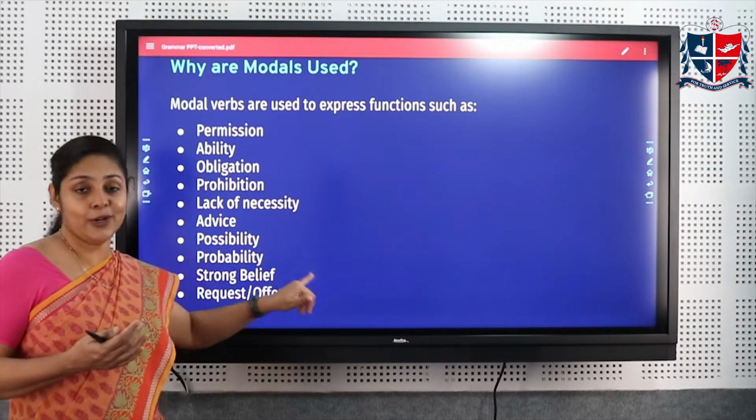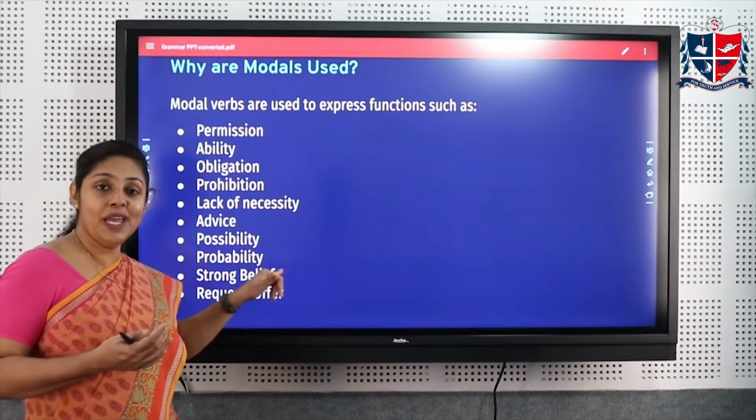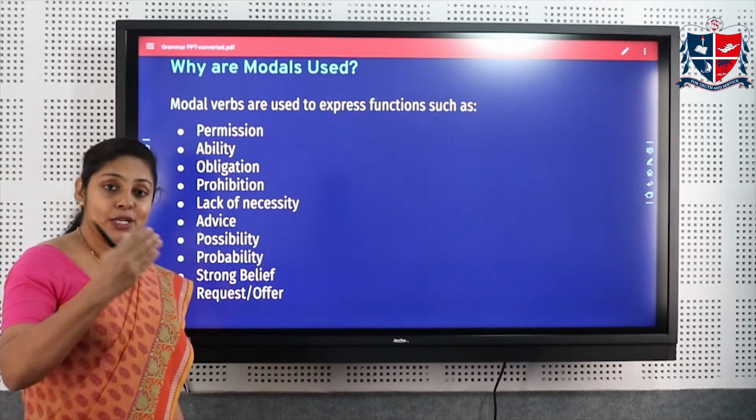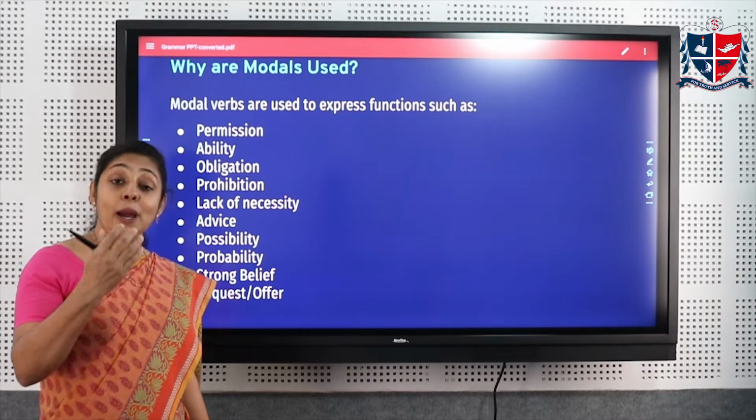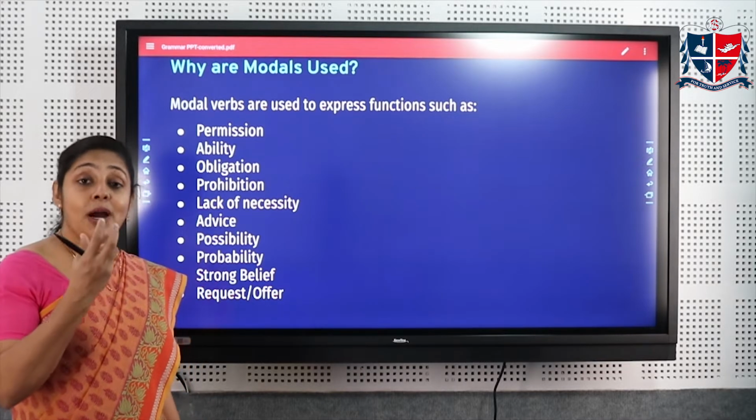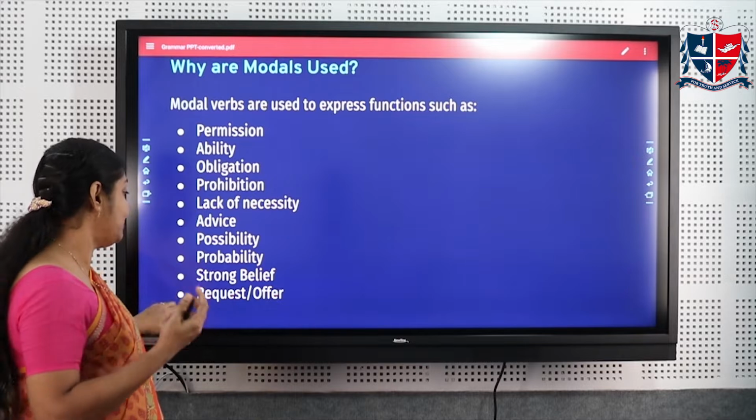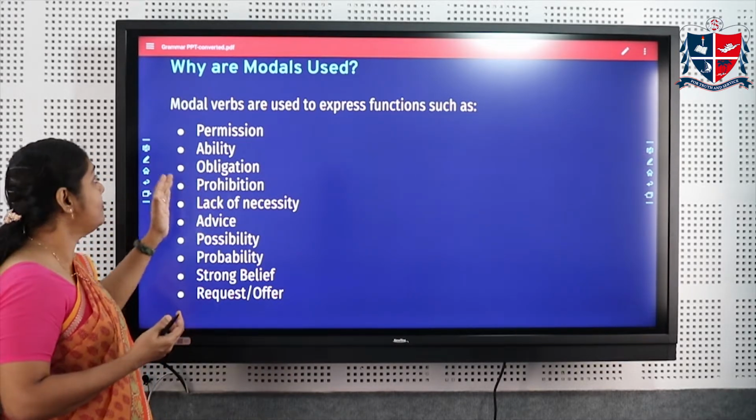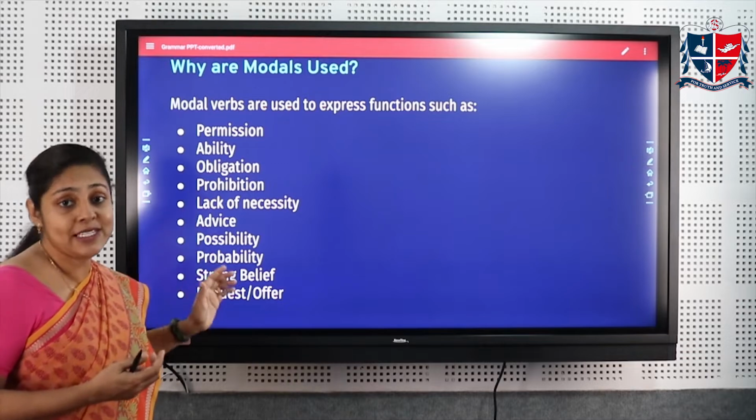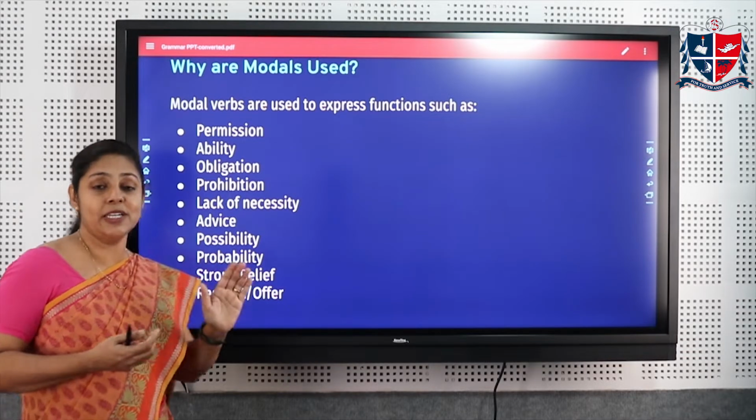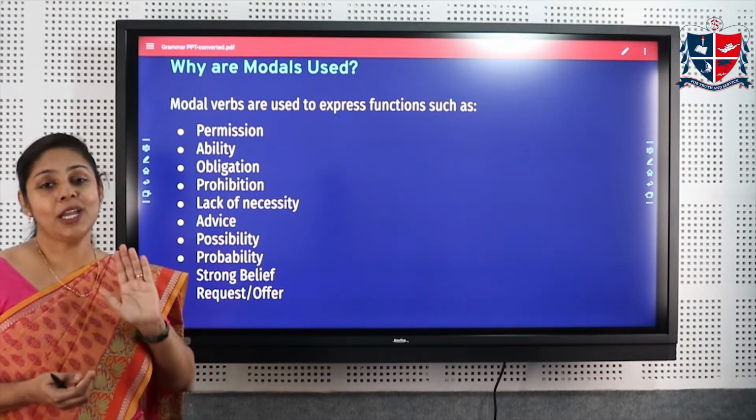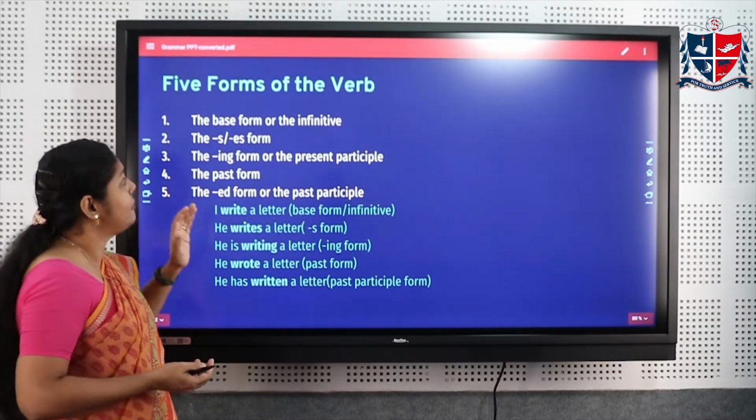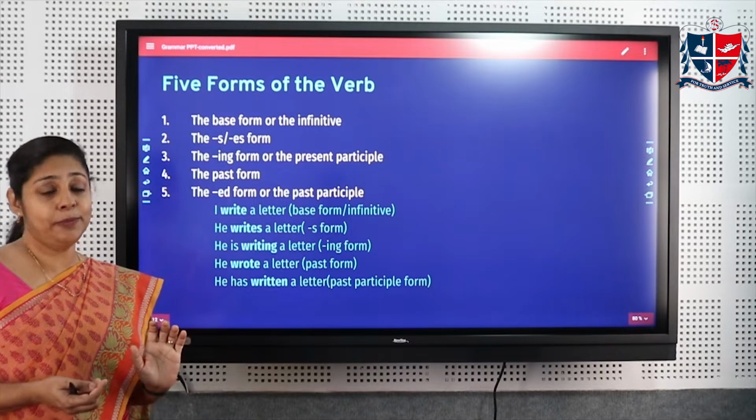It might rain or it may rain. It is probability, right? So it might rain in that particular sentence. Might is the modal auxiliary that shows probability. So these are the functions which modal verbs or modal auxiliaries express, and modal auxiliaries can never function as main verbs. Then we come to the 5 forms of the verb.